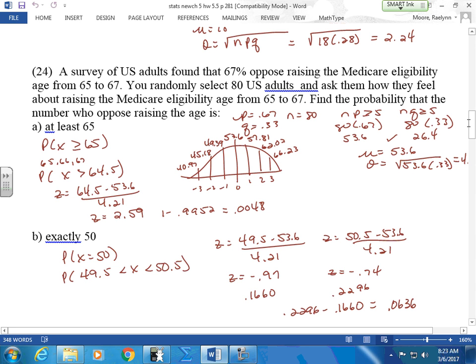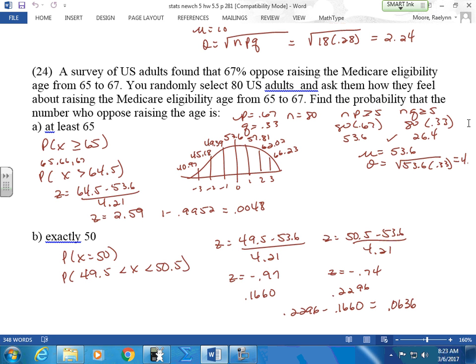These guys had basic information. We found that 67% opposed Medicare eligibility from 65 to 67. You randomly selected 80. Remember, you're talking about a population here. There's no samples. You're asking 80 people from the population of all U.S. adults, and you ask them how they feel about raising eligibility from 65 to 67.